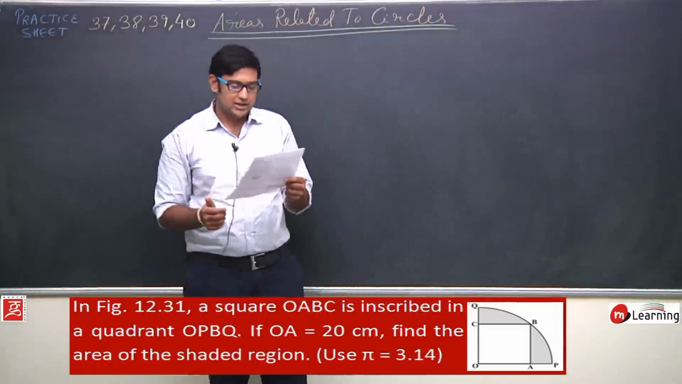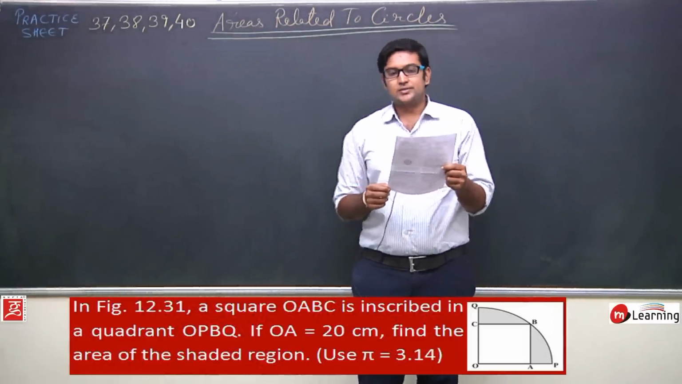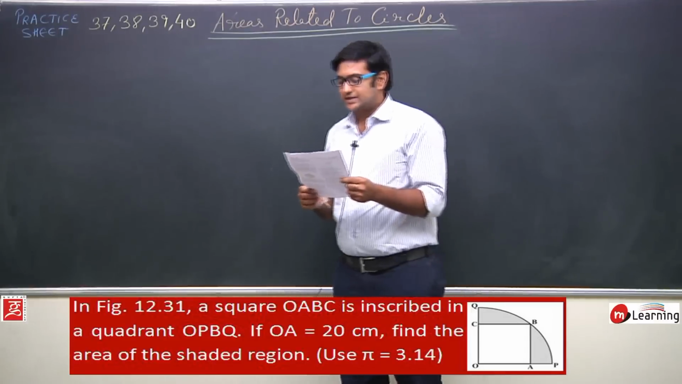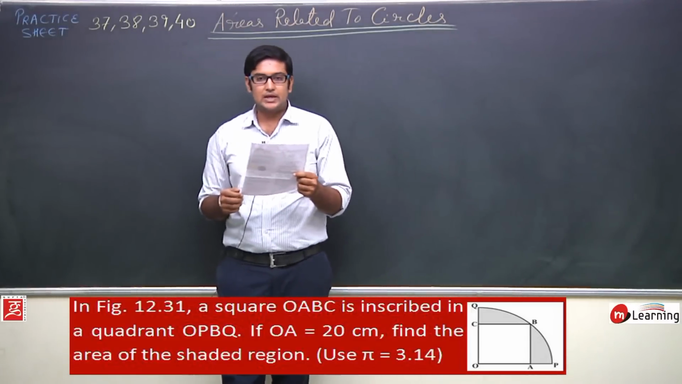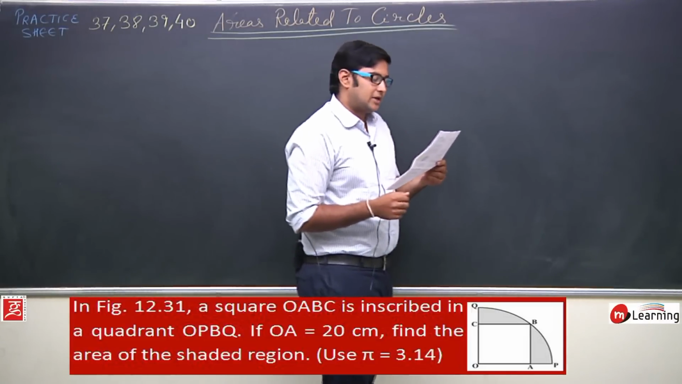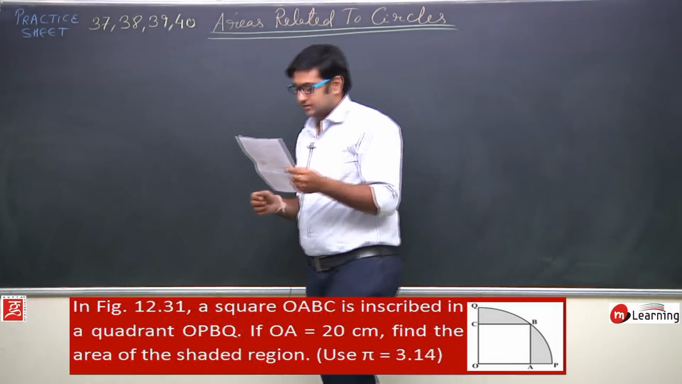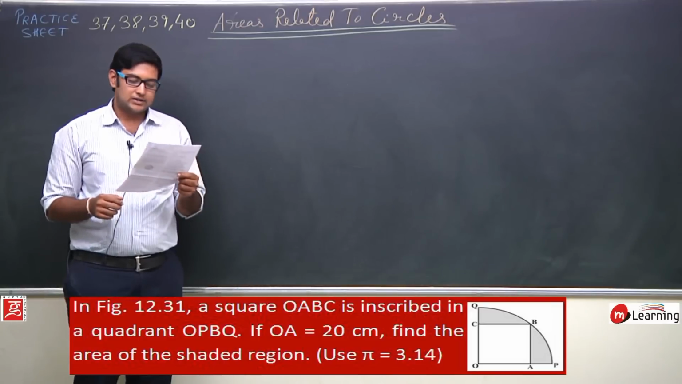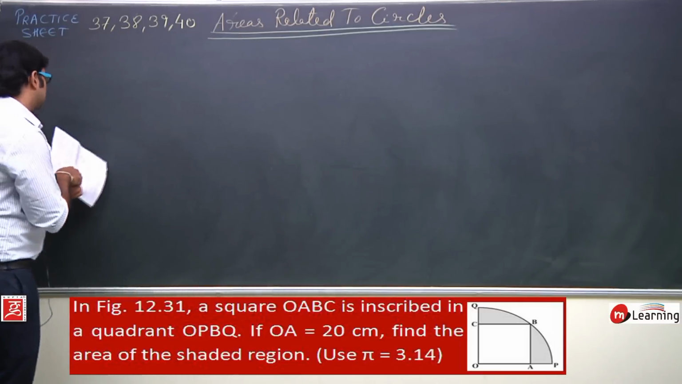Okay, let us now discuss question number 37 from the practice sheet. Question number 37 says, in the given figure, a square OABC is inscribed in a quadrant OPBQ. If OA is equal to 20 centimeters, find the area of the shaded region. So there is a quadrant, and a square inscribed in this quadrant.